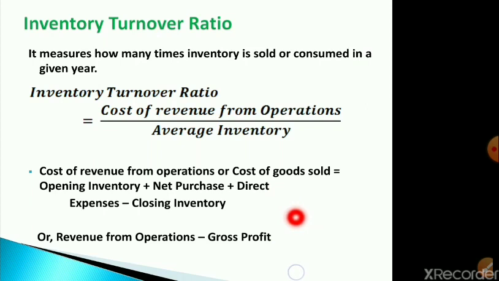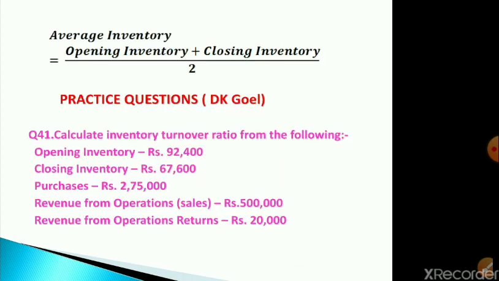Now, what is revenue from operation? It is nothing but sales. So, from the sales, if I deduct the gross profit, we'll get the cost of goods sold. Next, average inventory. How to find the average inventory? Opening inventory plus closing inventory divided by 2.